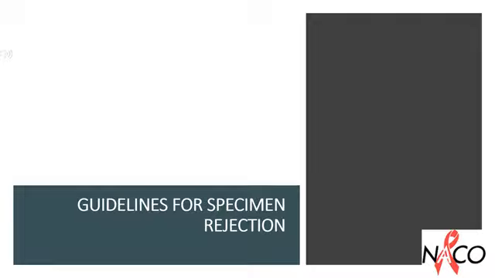Chapter 5, Sample Receipt. Topic: Guidelines for Specimen Rejection. The proper collection and handling of clinical specimens is essential for obtaining quality test results from a clinical laboratory.